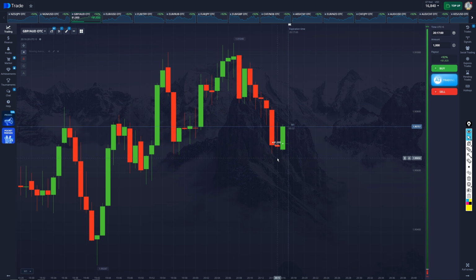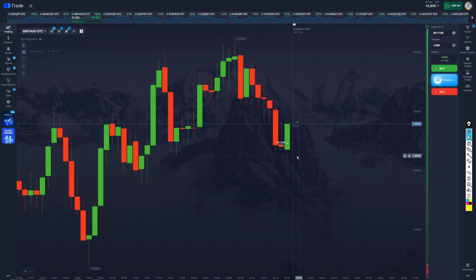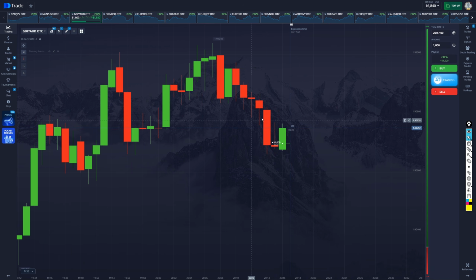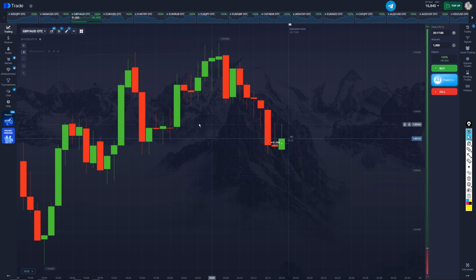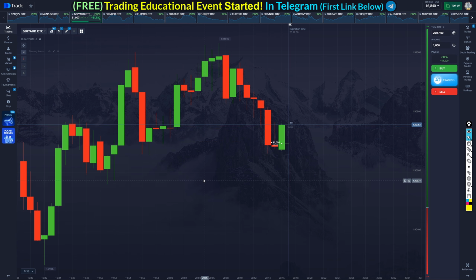This is today's session. I just found it, and I will explain in more detail what I mean by exhaustion candle and basically why I took this trade.